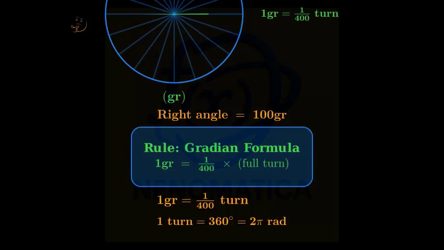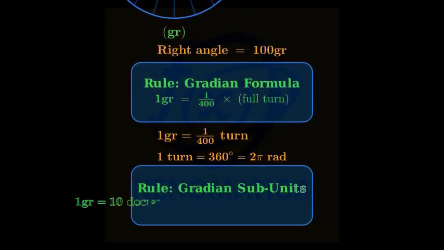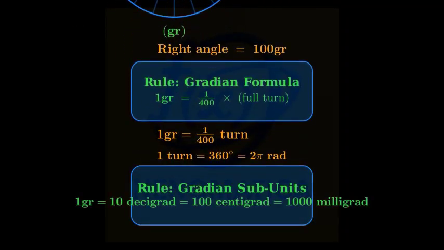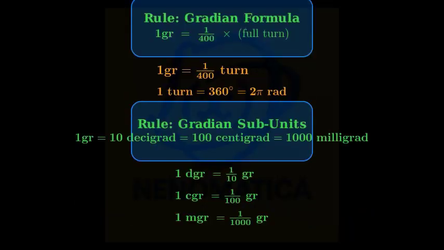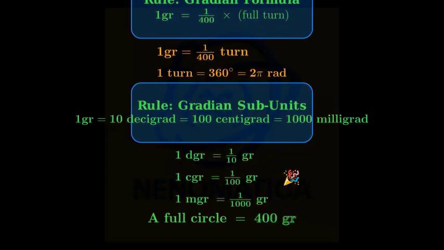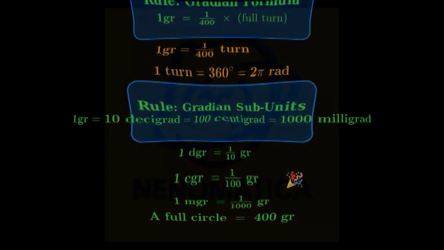Step 3c, the metric subunits. We display a rule box listing decigrad, centigrad, and milligrad. Great job completing the steps. This summary is consistent with the source structure: definition, formula, and subunits.